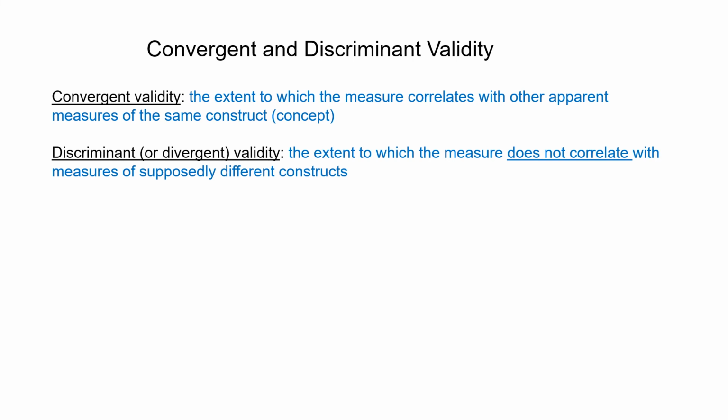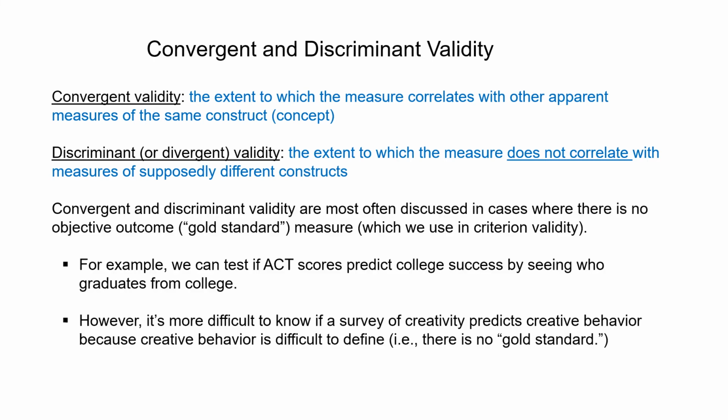On the other hand, discriminant or divergent validity is the extent to which the measure does not correlate with measures of supposedly different constructs. Both are just as important, because you want to correlate with other measures of the same construct. If you're measuring a specific type of depression, you want to be as close as possible to other measures of that type of depression. However, you want to diverge as much as possible from measures that are measuring something like anxiety, that are not measuring depression.